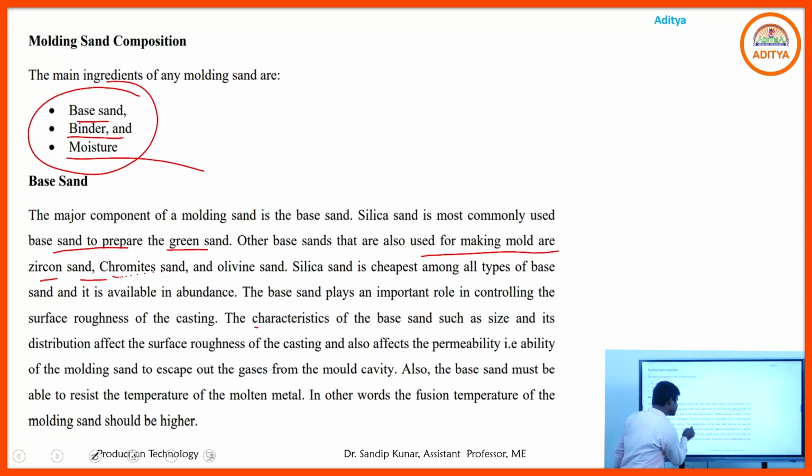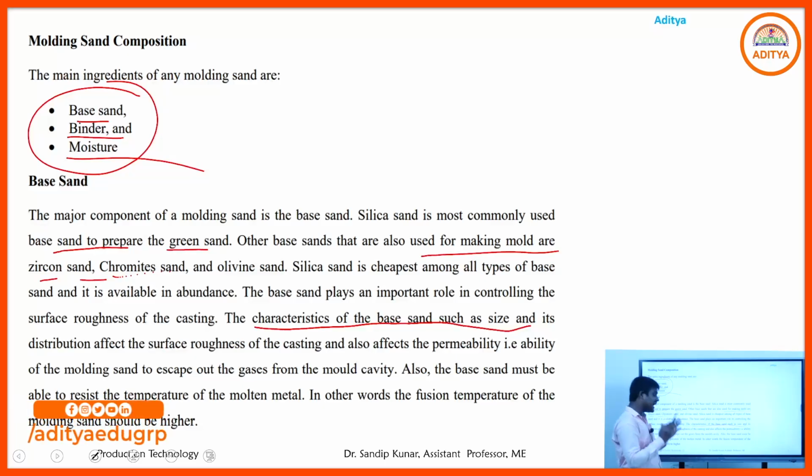The characteristics of the base sand: the size distribution affects and controls the surface finish of the particular product. Also, that type of sand maintains some properties, namely permeability and refractory properties, of that particular base sand.